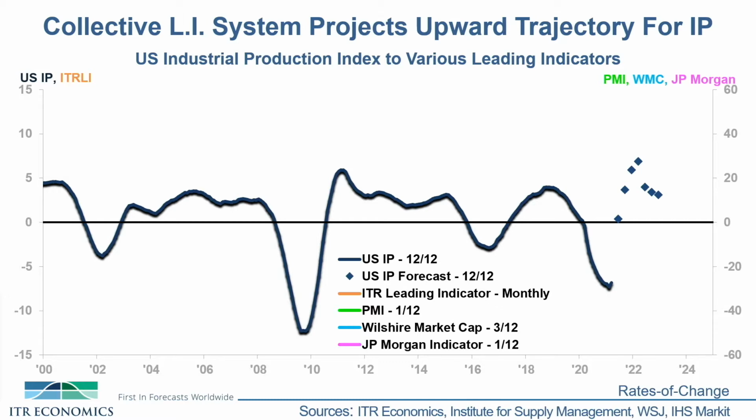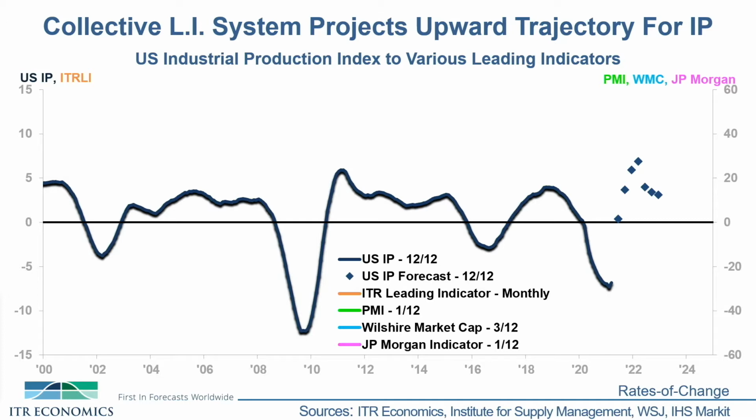And as I mentioned, it's kind of the B2B economy rather than the business to consumer economy, which is typically represented by GDP. So here you can see a couple of different things. The solid blue line is the historic performance of the US Industrial Production Index. The dots that you see on the far right-hand side is our forecast for industrial production at this point in early 2021.